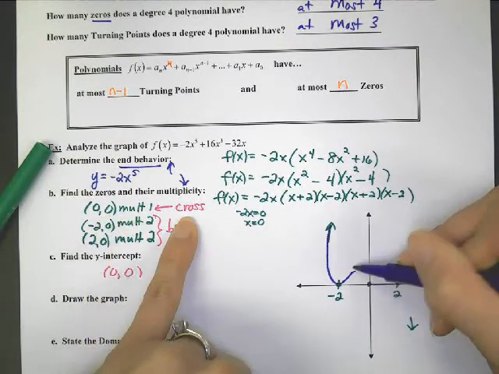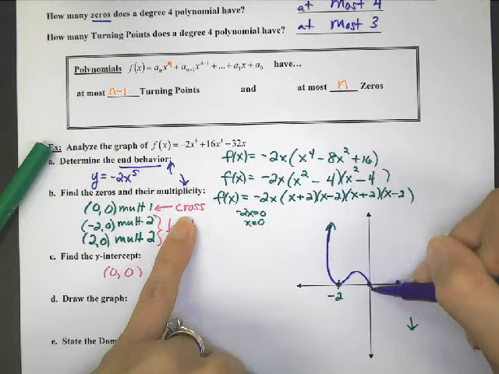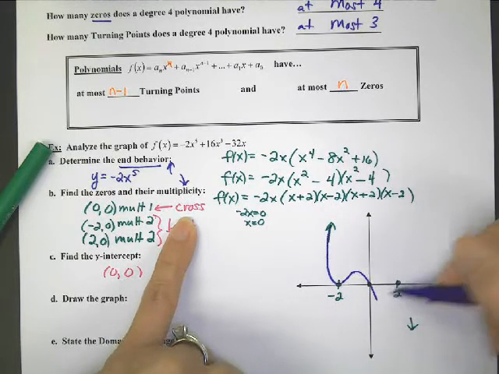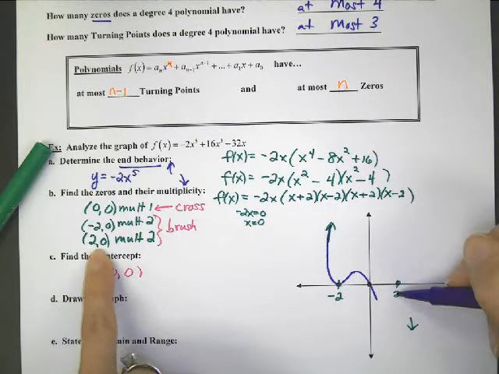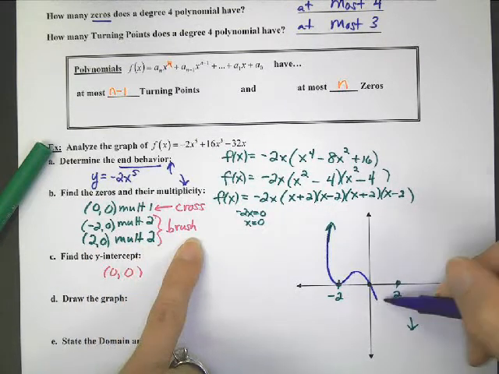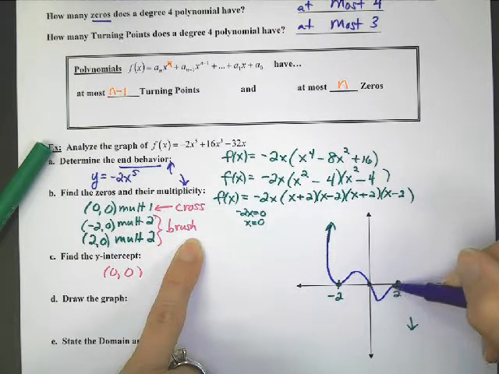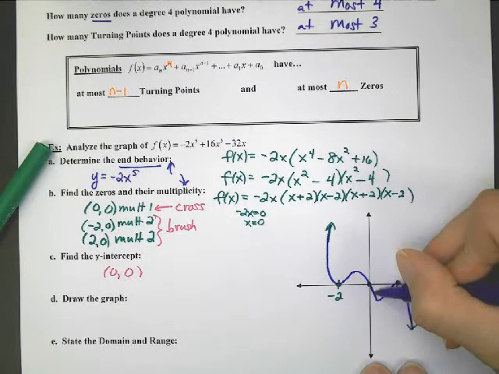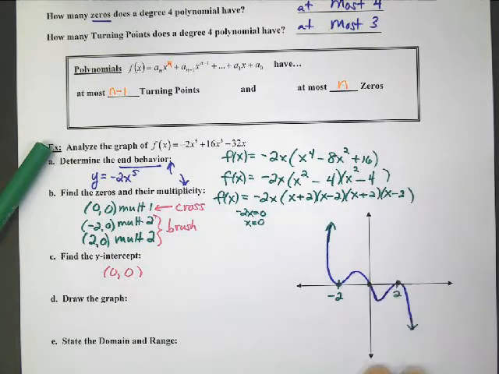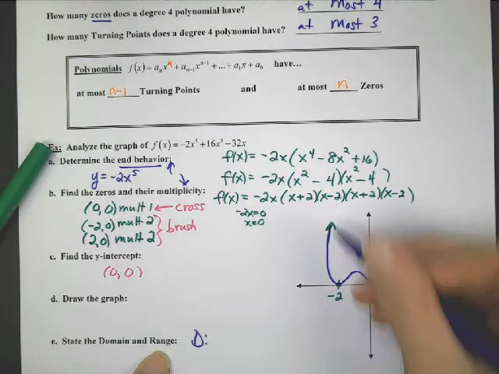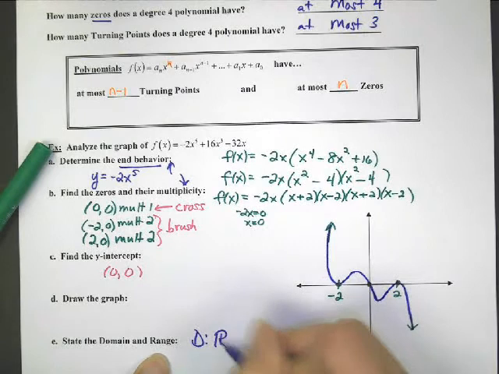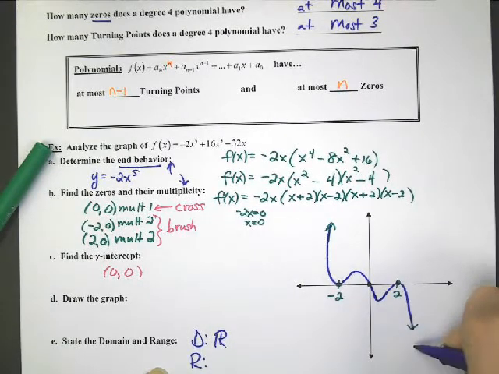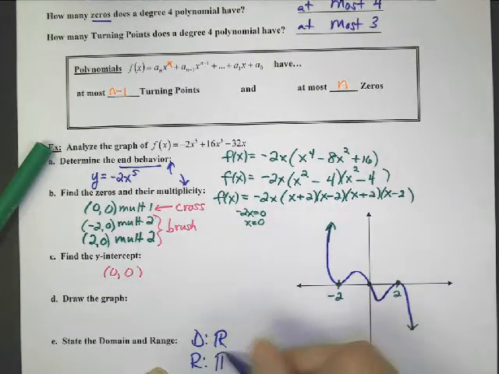I'm approaching 0, and it says to cross. I got to cross through the x-axis. This is looking kind of weird here because my end behavior is down. I'm approaching 2, but that has multiplicity 2, so I will brush. Oh, that's looking good. I just want to make sure that this graph is smooth and continuous, nice and curvy, no sharp bends. The domain, smooth and continuous, doesn't stop, all reals. The range, down to negative infinity, up to positive infinity, all reals.